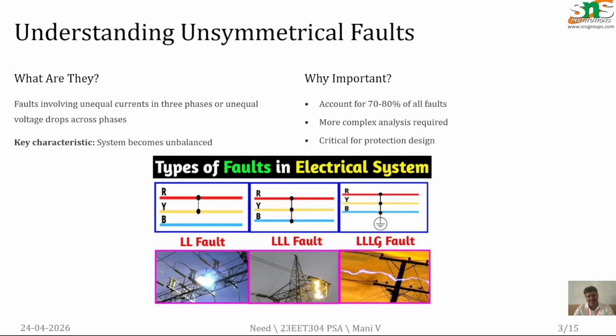But unsymmetrical means it may be a single line to ground fault, line to line fault, or double line to ground fault, etc. So why is it important? Because around 70 to 80% of all faults are accounted for here, more complex analysis is required, and for protection it is more critical.